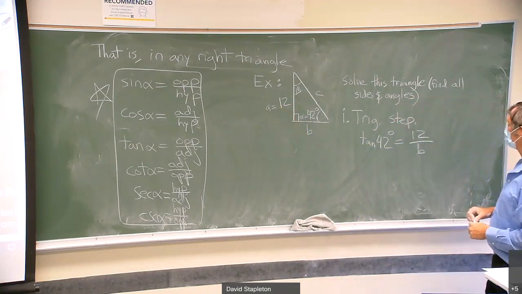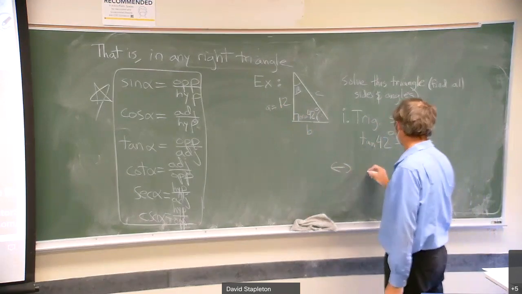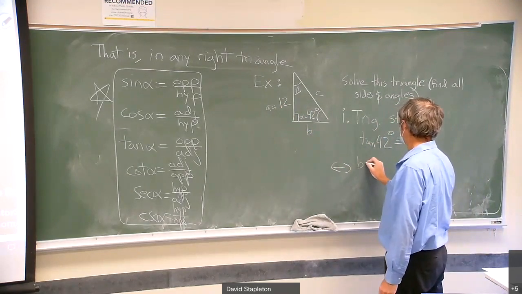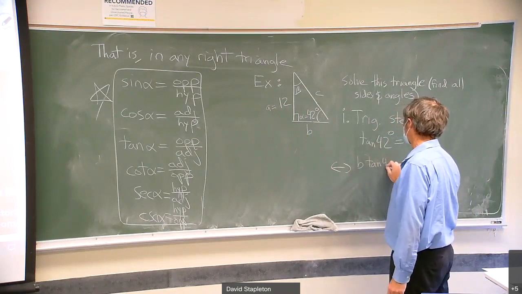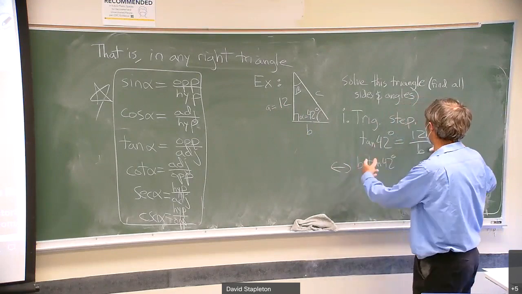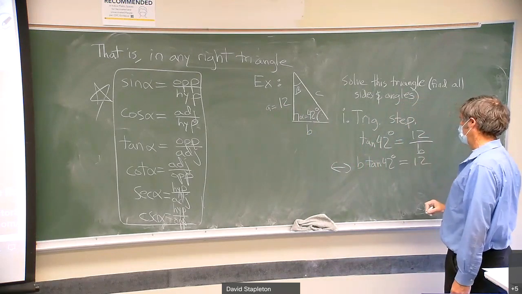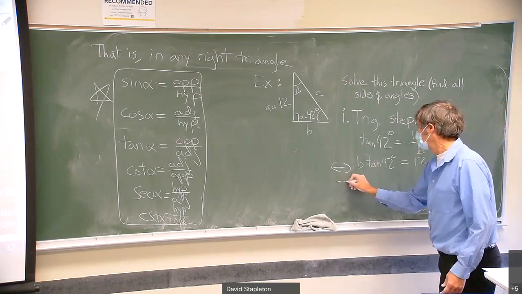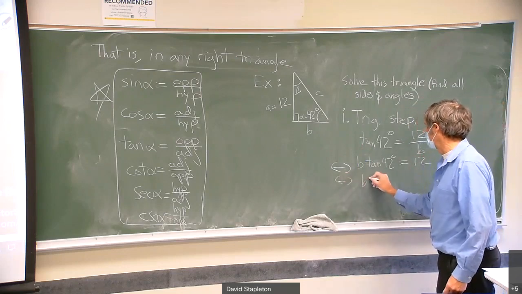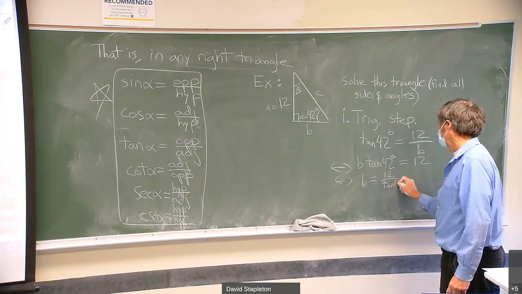And now I can just apply algebra with this. I'll say equivalently, by multiplying by B, B times tangent 42 degrees. And there are different ways to solve this with algebra. You can also take reciprocals and then multiply by 12. So we'll say B tangent 42 is 12 by multiplying both sides by B. And now I can divide by tangent 42 and I get B equals 12 over tangent 42 degrees.